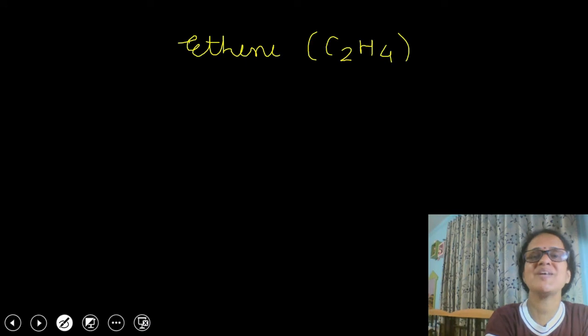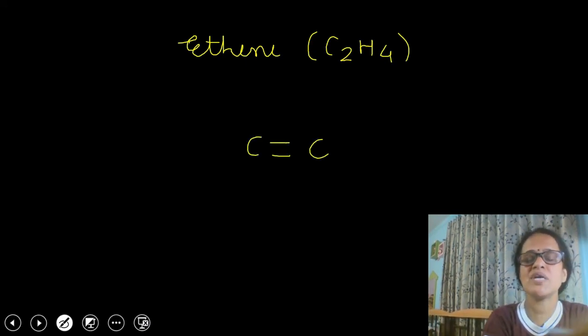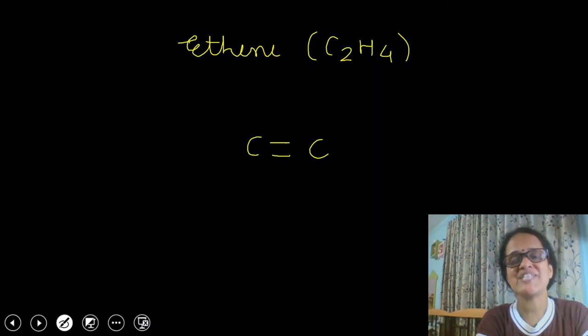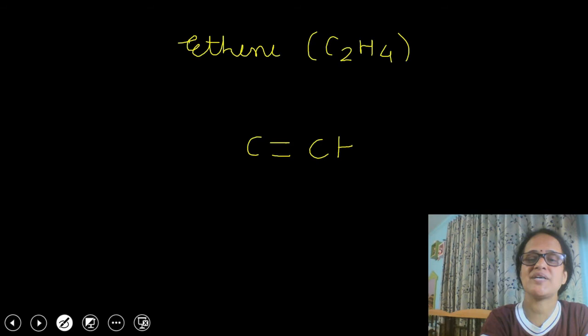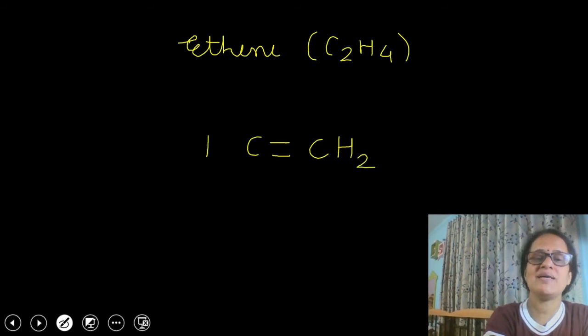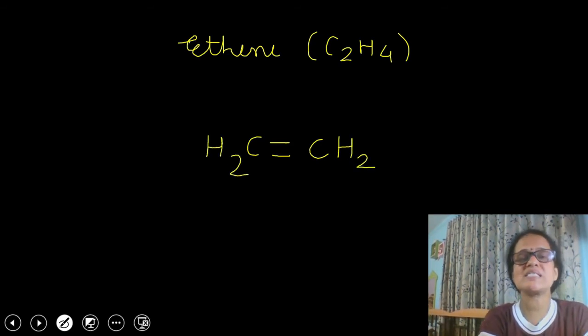Now we will see how we can represent ethene. Ethene has the molecular formula C2H4. We have already discussed that between carbon and carbon atom, in case of ethene, a double bond is present. So we write C double bond C, and each carbon atom is attached to 2 hydrogen atoms, so CH2 and CH2. This is the structure of ethene.